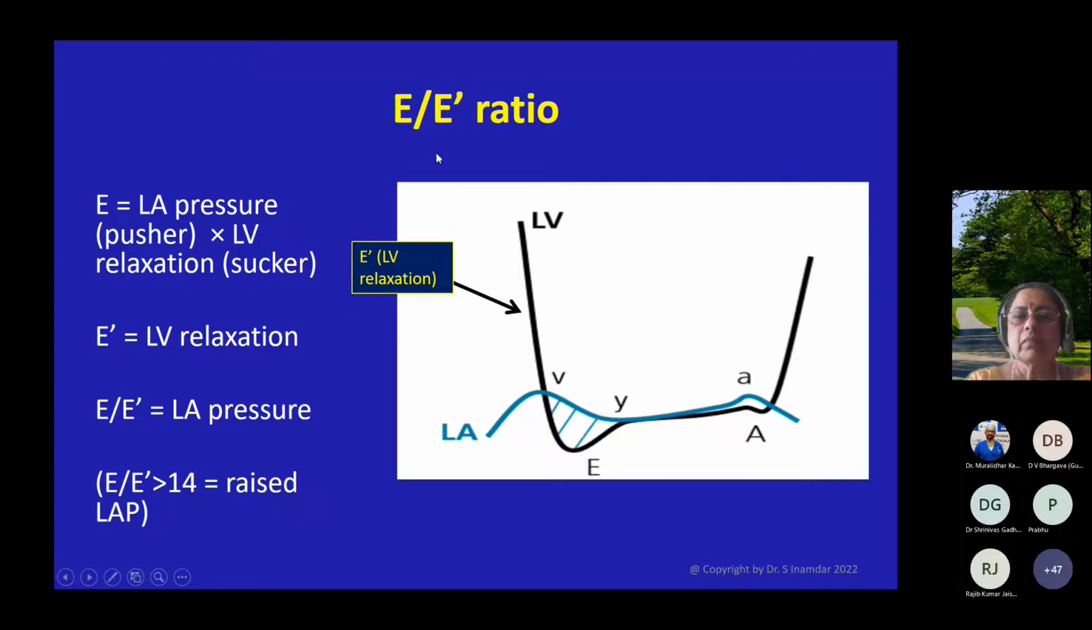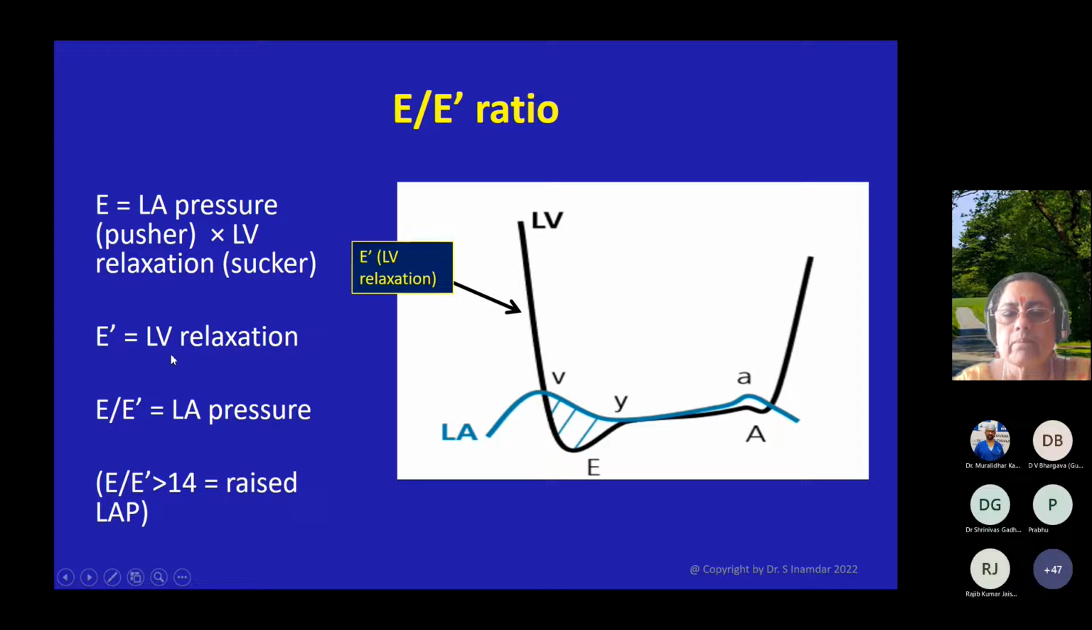So coming to this golden ratio in diastology, that is E by E prime. So E wave, we saw that it is the blood flow from LA to LV, which is causing the E wave at the tip of the mitral valve. It is a function of LA pressure, we saw that, and it is also a function of LV relaxation, initial LV relaxation.